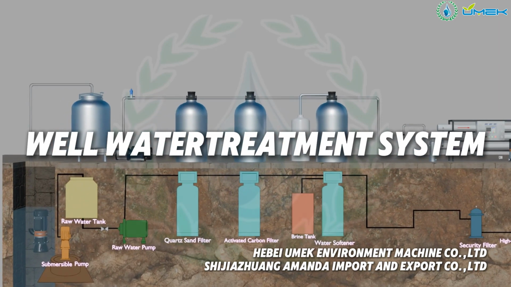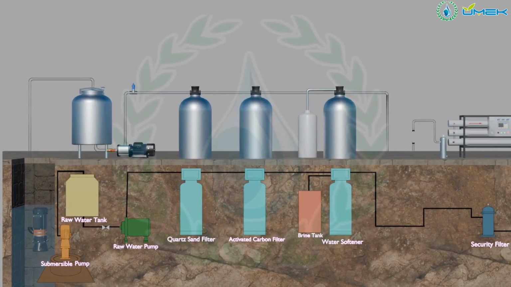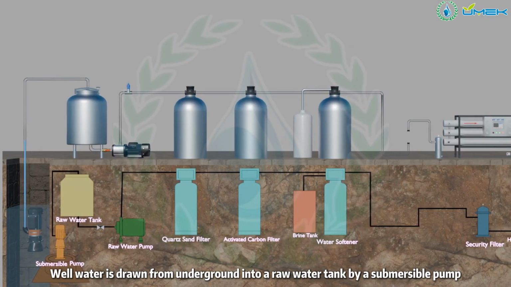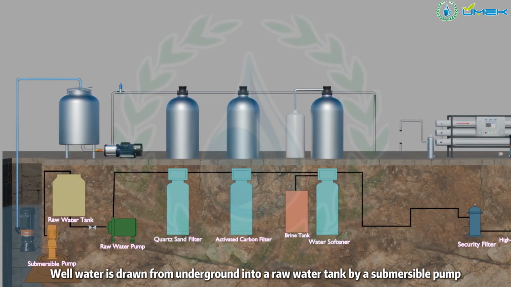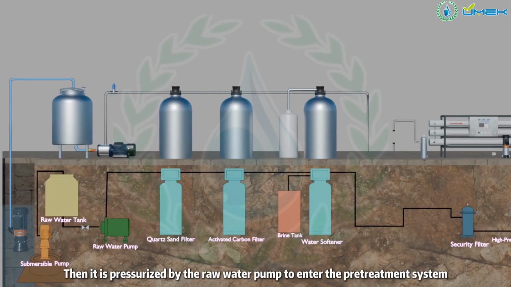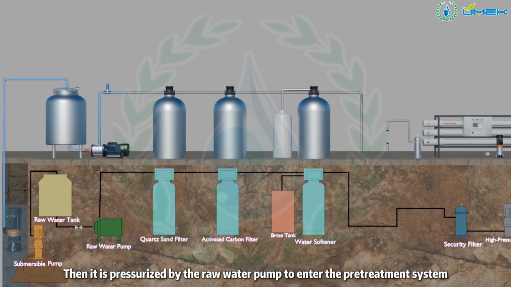Today, I will introduce a standard RO system for well water treatment. Well water is drawn from underground into a raw water tank by a submersible pump. Then it's pressurized by the raw water pump to enter the pretreatment system.